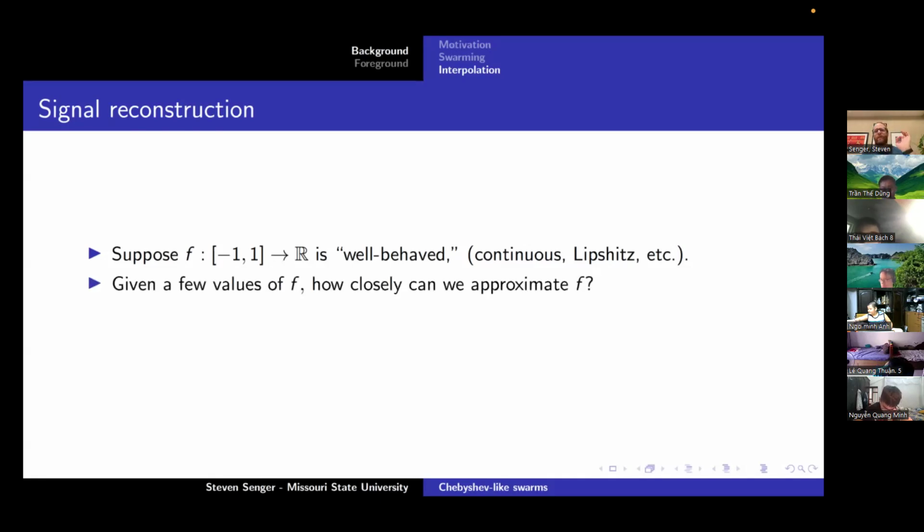Now, given a few values of f, how closely can we approximate f? Again, if this function was not well behaved, then there's no guarantee. My function could just be a set of random numbers, and this data point says nothing about any of the other data points. But if my function is well behaved, that is, if it's continuous, or I know how quickly it can change, then knowing this data point actually tells me something about what's nearby.